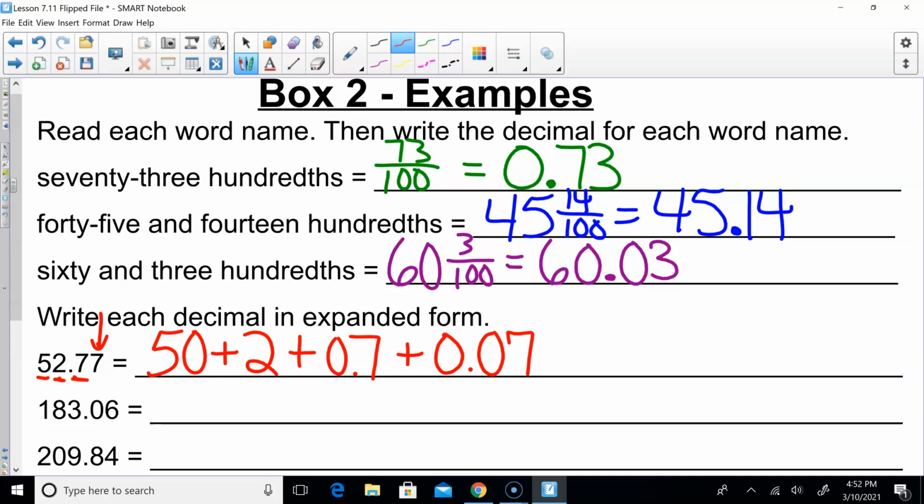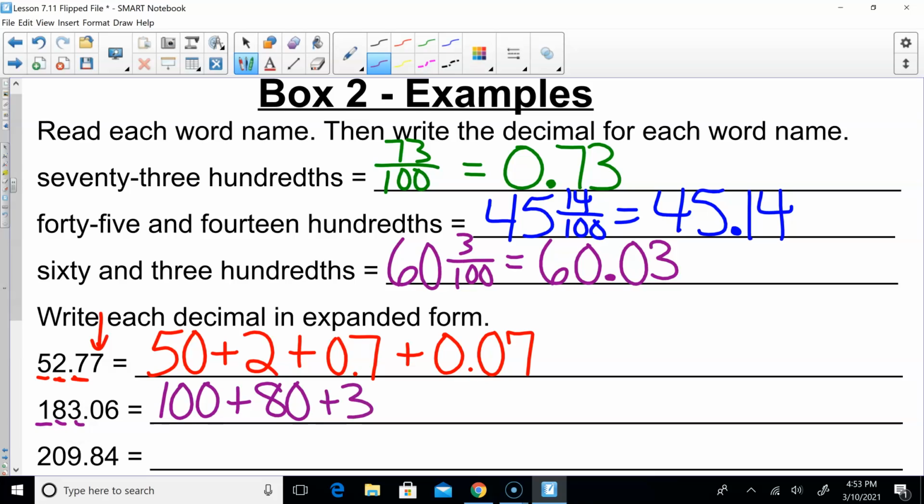Take a shot, pause the video, give it a try for 183 and 6 hundredths and 209 and 84 hundredths. See if you can write those in expanded form right now. And here we go. So 183, well, 100, that's the hundredths place value. So check on that one. Plus the 8 is in the tens place value. Plus the 3 is in the ones place value.